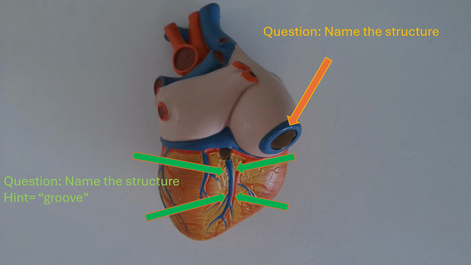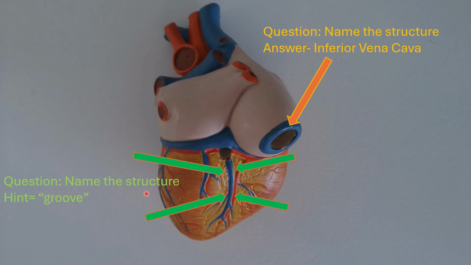Now here we're looking at an inferior, also posterior view of this. This one right here, name the structure, small little bit of blue that's been cut off. This is our inferior vena cava. Opposite to that, we have the superior vena cava emptying into the right atrium.